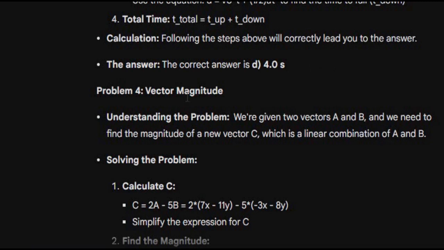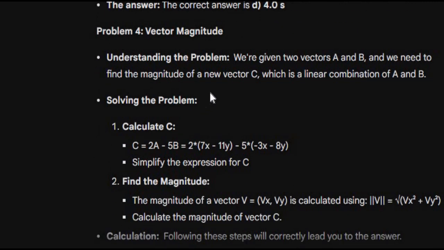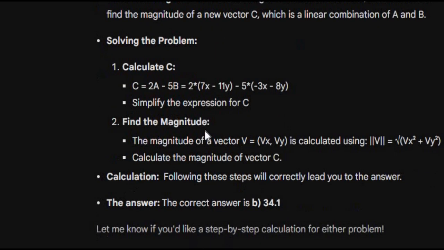Problem 4, vector magnitude. Understanding the problem: we're given two vectors A and B, and we need to find the magnitude of a new vector C, which is a linear combination of A and B. Solving the problem. 1. Calculate C. C equals 2A plus 5B equals 2 times (7x plus 11y) plus 5 times (3x plus 8y). Simplify the expression for C.